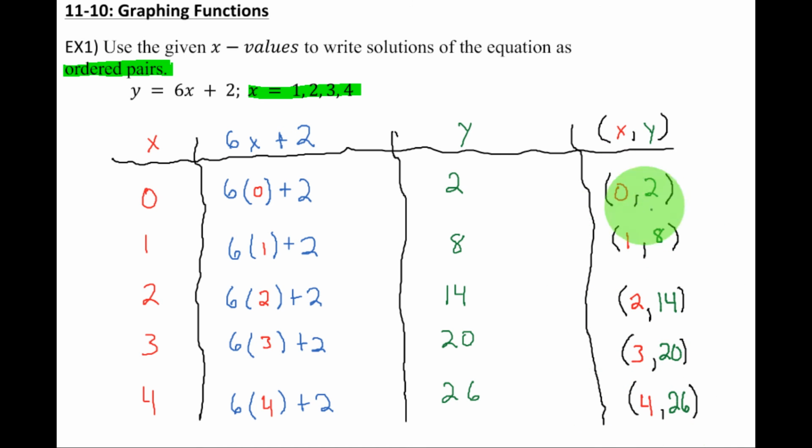Cool stuff, guys. So we can use functions to create ordered pairs, and once this information is graphed, use the information that's graphed to better understand the function you're dealing with.